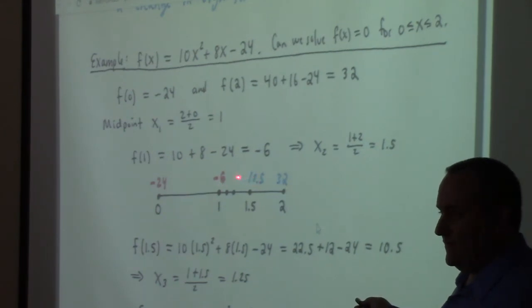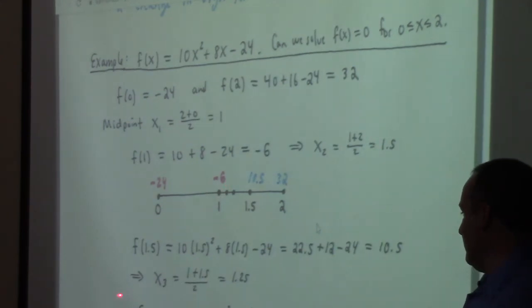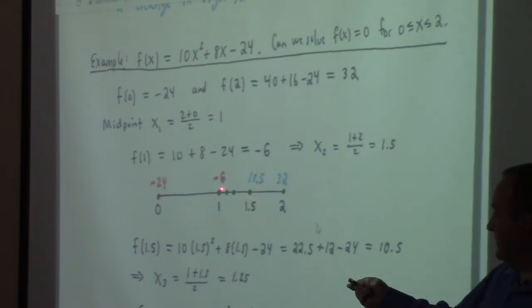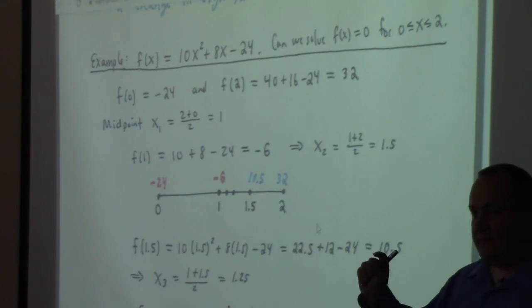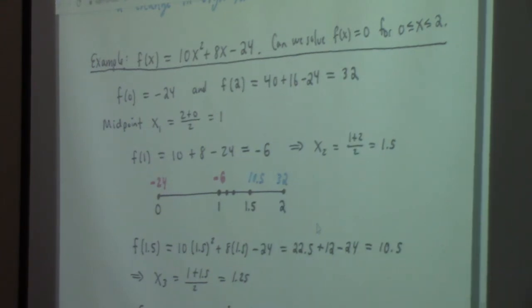So there's a sign flip. So I'm going to focus in here, and then I subdivide again. What's in between 1 and 1.5? Well, 1.25 is in the middle there, right? So I calculate what's f of 1.25. I get 1.625. So again, I'm going to focus between 1 and 1.25, because that's where the sign flip is.